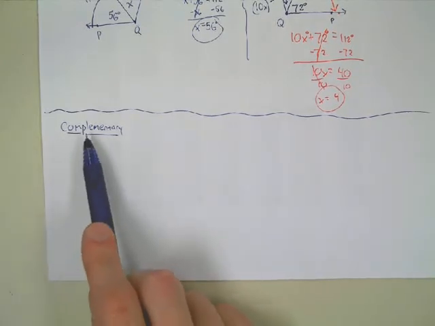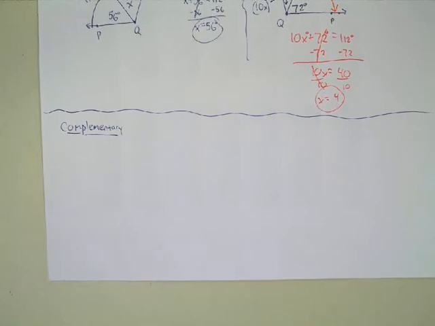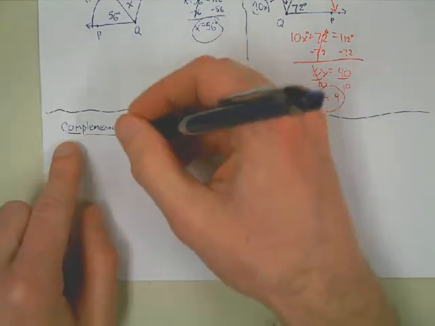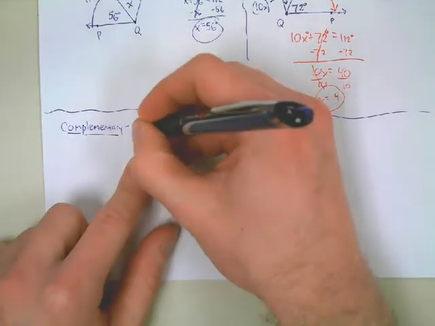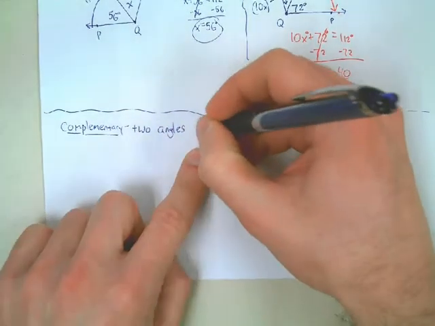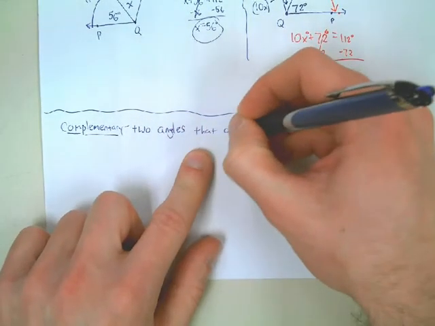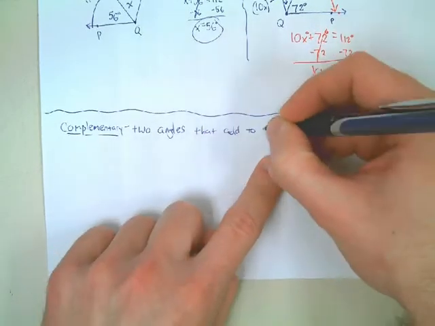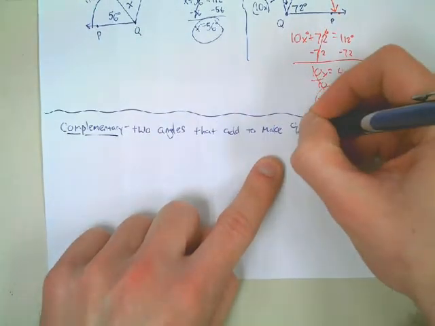All right, when you put the E there like that, it's a different kind of word. It means something different. So complementary are two angles that add to make 90 degrees.